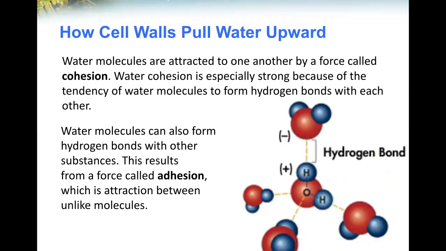So, how does a water molecule do that? Water molecules are attracted to one another by a force called cohesion. Water cohesion is especially strong because of the tendency of water molecules to form hydrogen bonds with each other. Water molecules can also form hydrogen bonds with other substances. This results from a force called adhesion, which is attraction between unlike molecules.